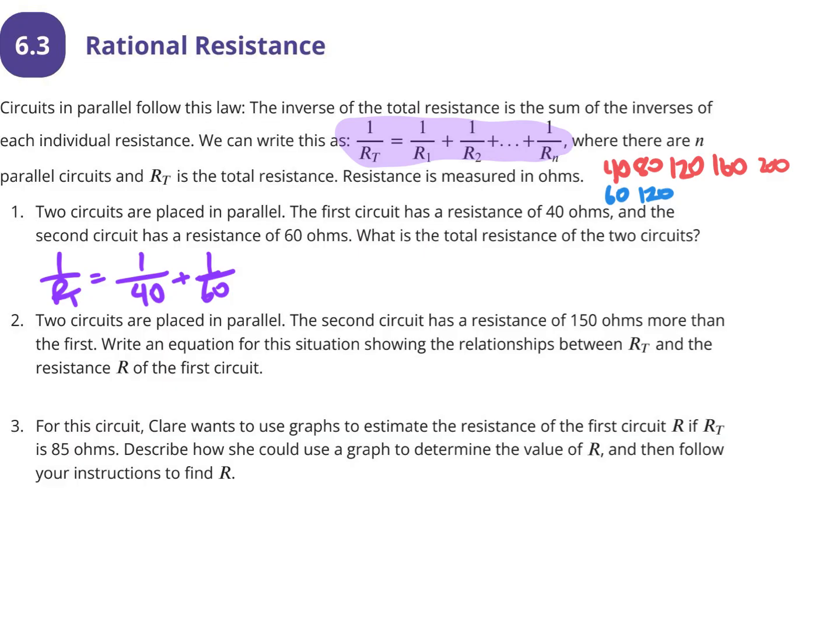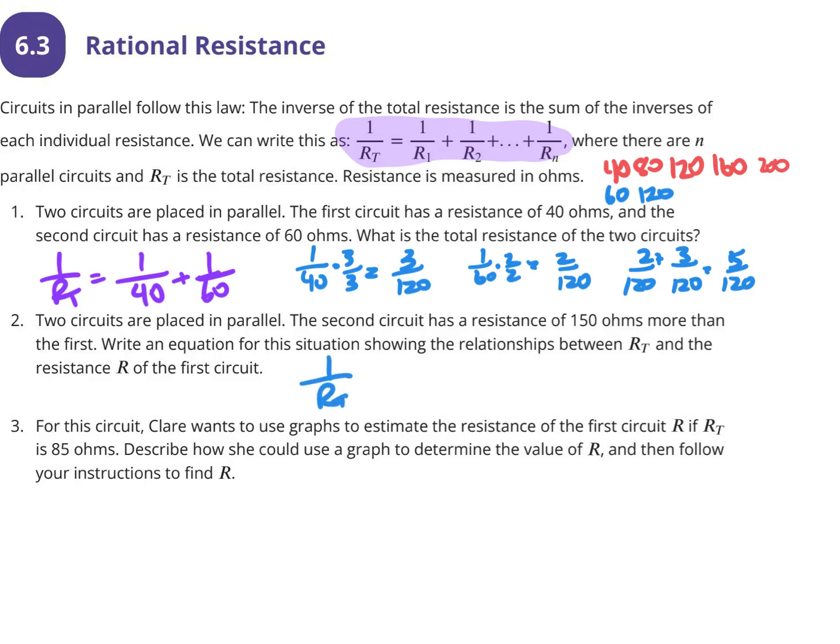So 1 over 40 times 3 over 3 equals 3 over 120. And 1 over 60 times 2 over 2 gives us 2 over 120. Now that the fractions have like bottoms, the same bottom, we can add them. 2 plus 3 over 120 equals 5 over 120. Okay, so 1 over RT equals 5 over 120.